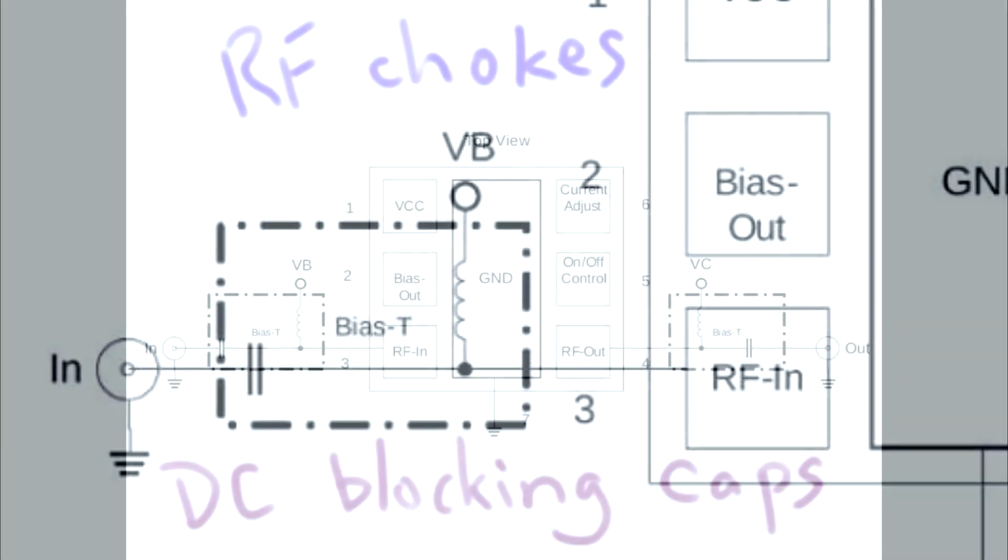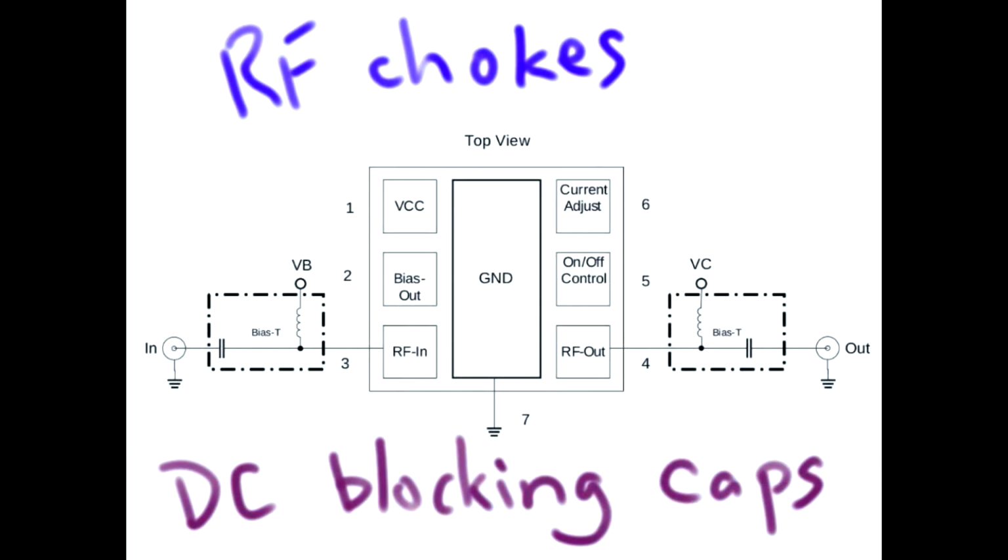So the inductor here is called an RF choke. When an inductor is used for this purpose, it is called an RF choke. And when a capacitor is used for this purpose, it is called a DC blocking capacitor. Now, if you have not done much analog design, this may not come totally natural to you, but this is something that you need to get familiar with: that inductors and capacitors can be used in these ways.